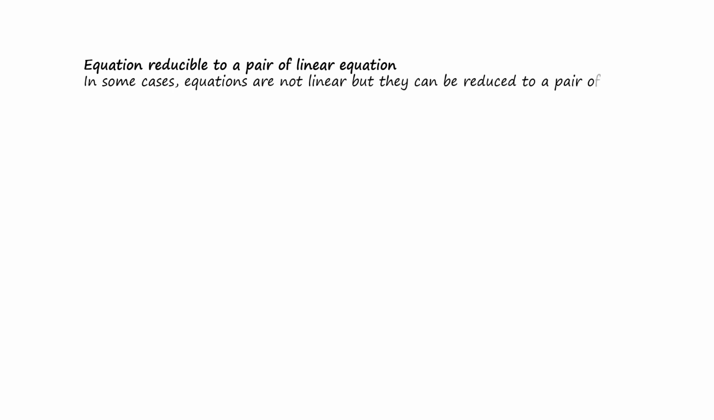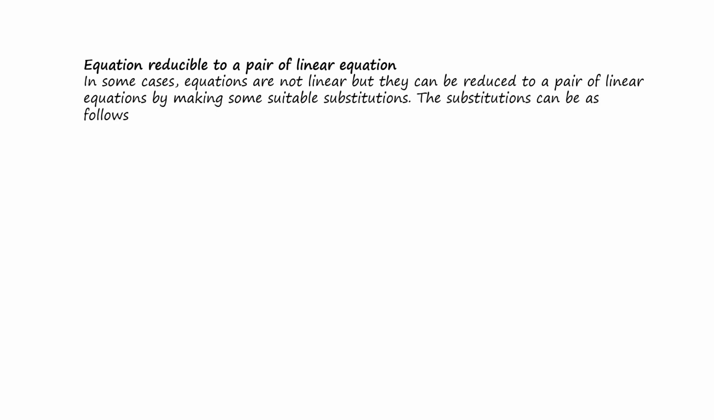Today we'll discuss equations reducible to a pair of linear equations. In some cases, the equations are not linear, but they can be reduced to a pair of linear equations by making some suitable substitution. These equations are called equations reducible to a pair of linear equations. Now, in such cases, the substitution varies from equation to equation. The substitution can be given as follows.